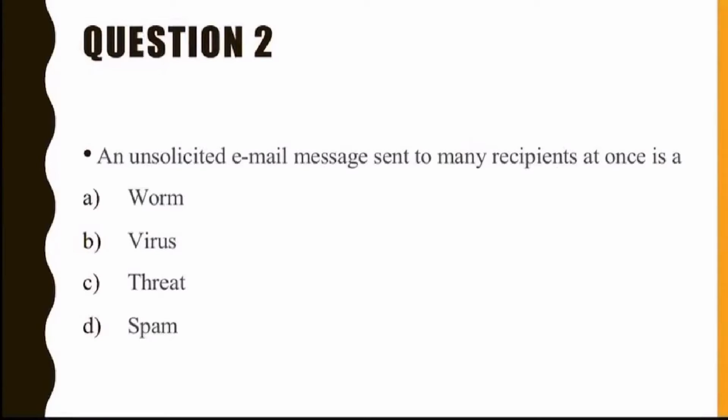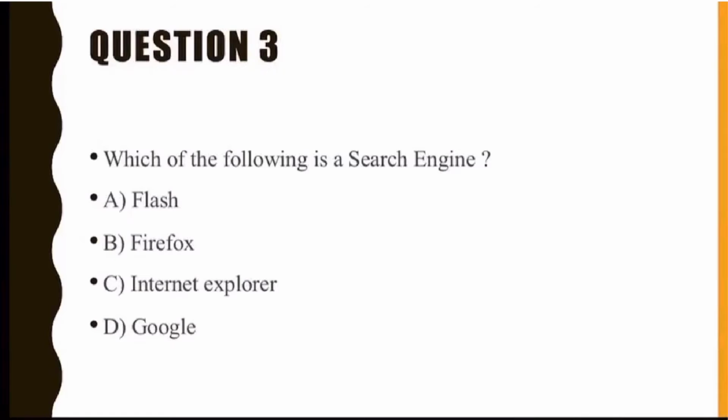Second question, an unsolicited email message sent to many recipients at once is unsolicited meaning it is not asked for by the recipient. So it's a spam. Option D is the right option. Third question, which of the following is a search engine? Option A, Flash, B, Firefox, C, Internet Explorer, D, Google. D, Google is the right option.